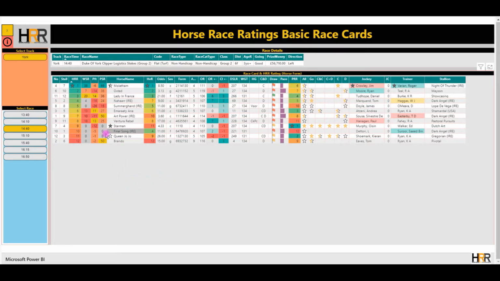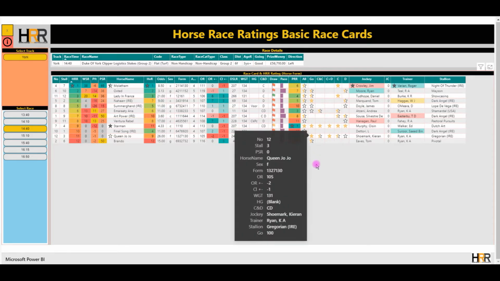And then when you look at further down the ratings, you can see here Starman comes out on top. Now for him to come out on top when he's number 9 in the ratings is actually quite a big deal. So when you look across here to the horse performance rating, you can see here every single one of these is full.